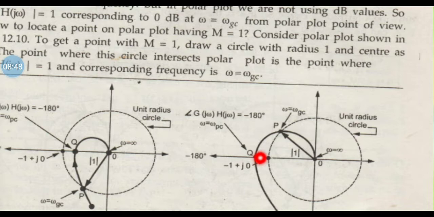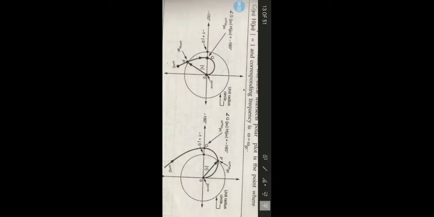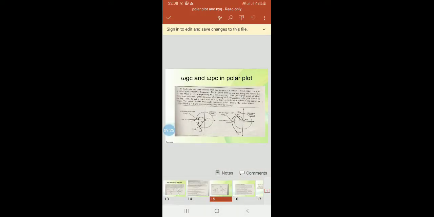The angle is minus 180 degrees of G(jω)H(jω), and frequency ω is equal to ωpc. So here you can see this polar plot is intersecting the minus 180 degree angle at this point. So this point Q is the minus 180 degree angle intersection of the polar plot, and this is a frequency ω equal to ωpc, which has been shown here. Okay. Is it clear?